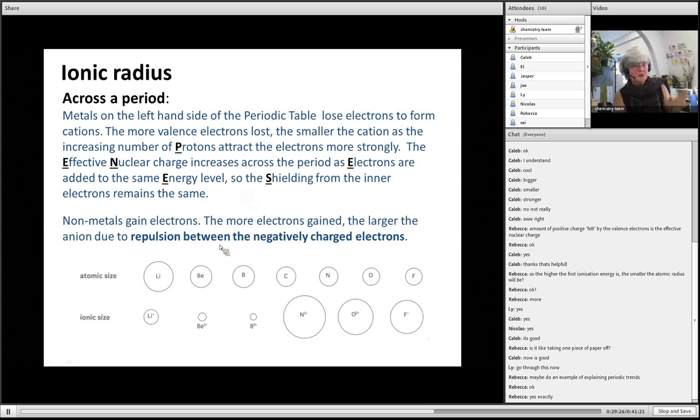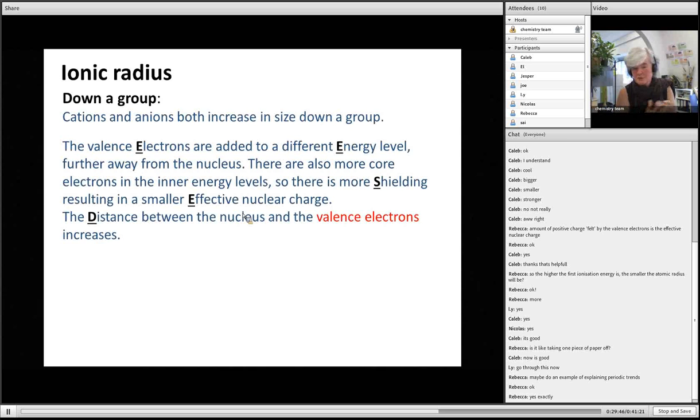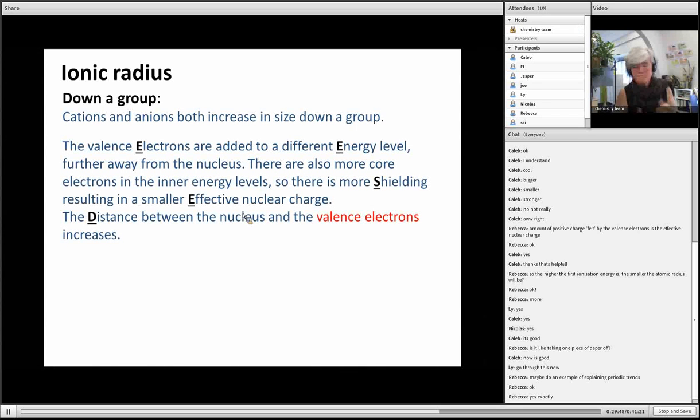So anions are bigger because of this repulsion between the negatively charged electrons. Cations, you would talk about getting smaller because of the loss of the energy level and the stronger attraction because your effective nuclear charge is now a lot bigger. Okay, so this is going down the group. So something along those lines.